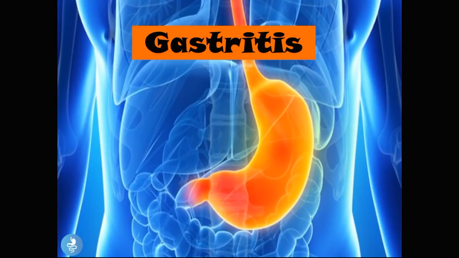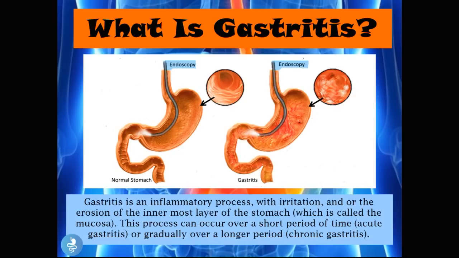In today's presentation, we will be talking about gastritis. So let's get into it. So what is gastritis? Gastritis is an inflammatory process with irritation and/or the erosion of the innermost layer of the stomach, which is called the mucosa. The process can occur over a short period of time, and if this occurs, we call it an acute gastritis, or gradually over a longer period, in which time we name it a chronic gastritis.